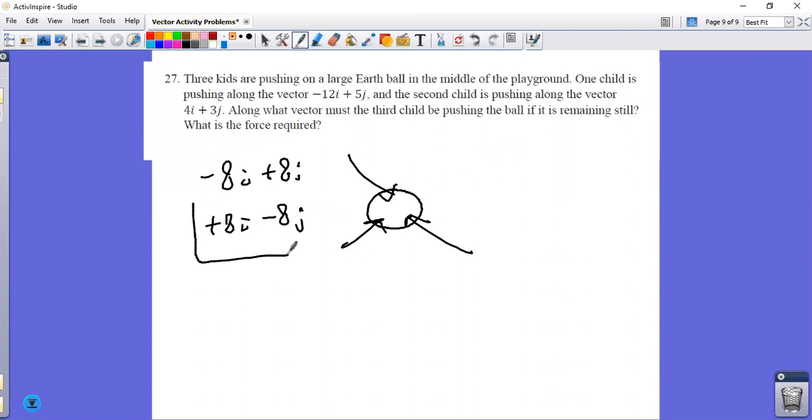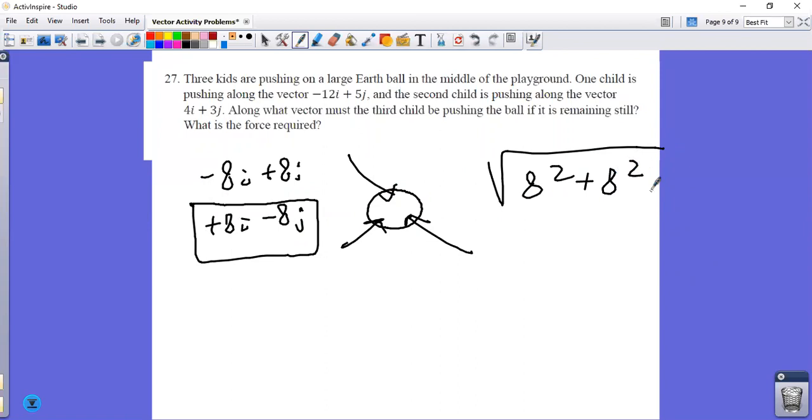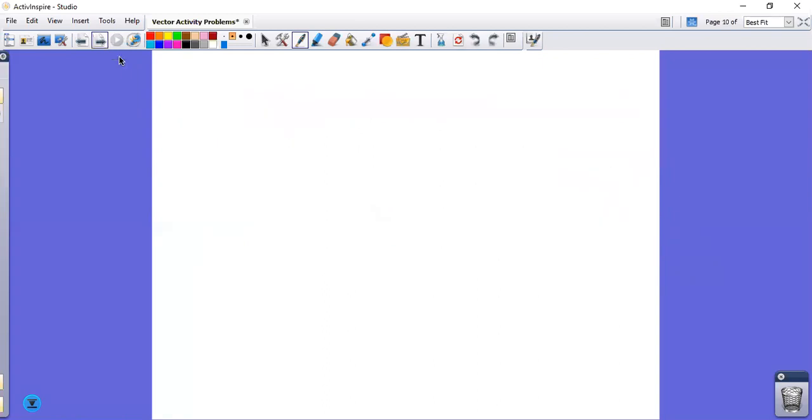But that's the answer. What's the force required? Well, that's the magnitude. The square root of 8 squared plus 8 squared is 11.3. Pounds per square inch or whatever the force is. But yeah, it makes sense that they would have to do an equal and opposite force of those two to get the ball to stay put. I think, yep, that's it. So I'm going to stop that recording.